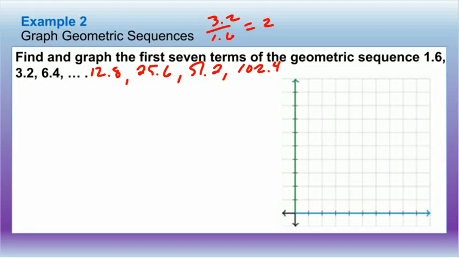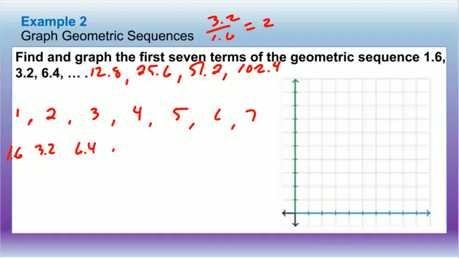102.4. So I have 1, 2, 3, 4, 5, 6, and 7. Those are my term positions. And the specific term numbers are 1.6, 3.2, 6.4, 12.8, 25.6, 51.2, and 102.4. Now to fit these on here, I'm going to count these by tens.